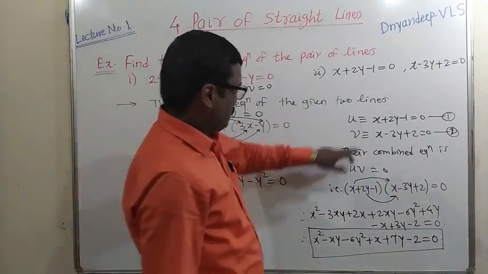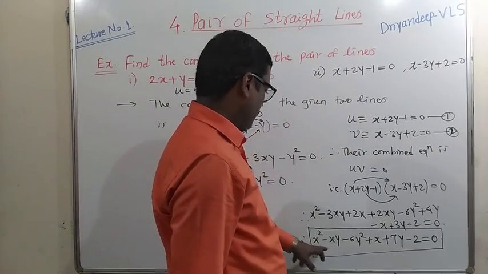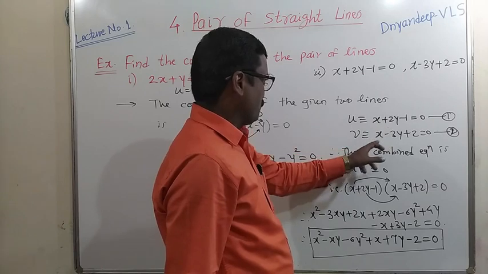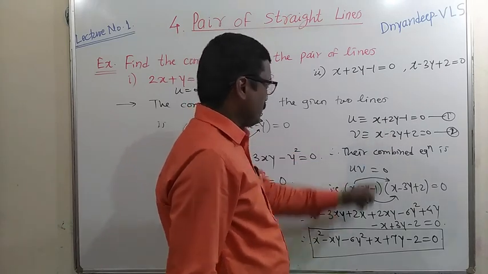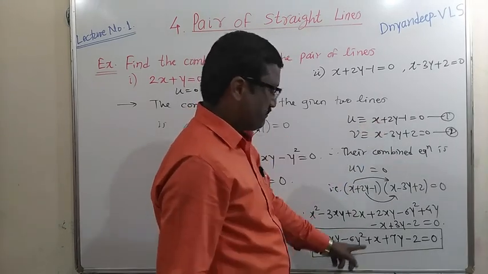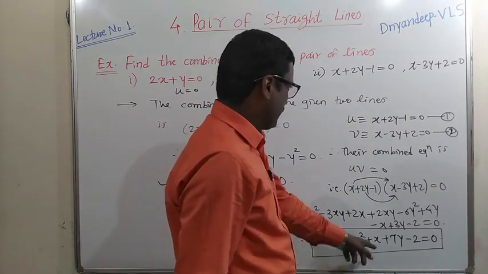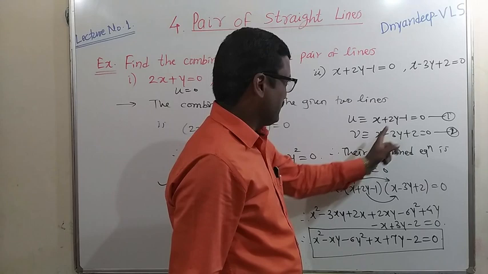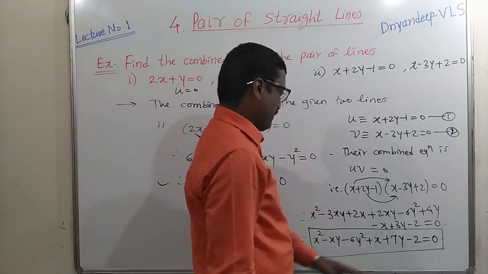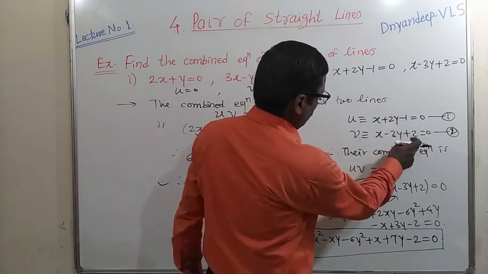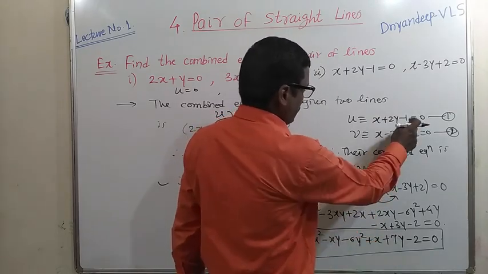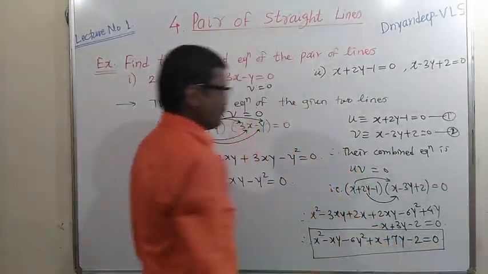Okay, that can be obtained by x square. Here xy means minus 3xy plus 2xy gives us minus xy. Then the product of these two gives us minus 6y square. And multiplying this x, 2x minus x gives us x. And 4y plus 3y, that is 7y, and the product of constants is minus 2.